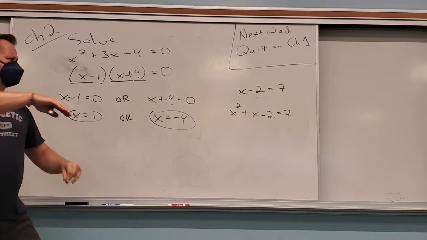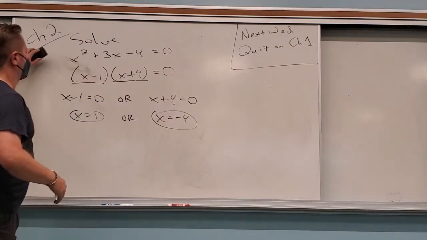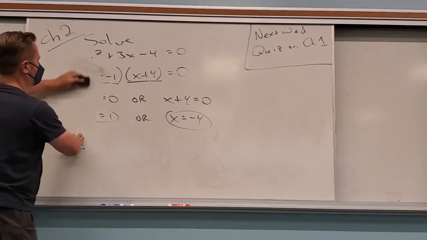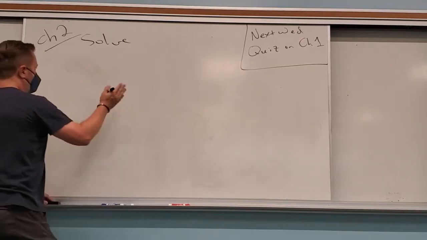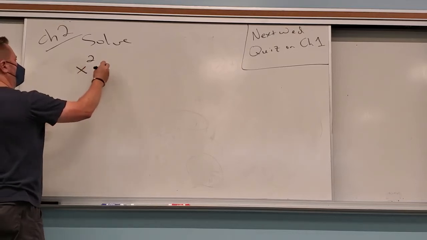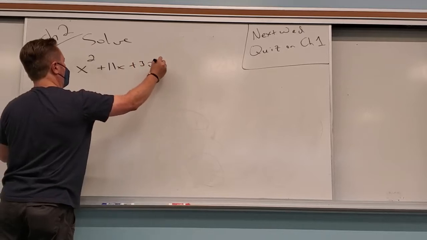All right, so let's try. That one's not going to work nicely. That's gross. Let me make one that's a little bit nicer. So we have to remember how to factor. If I have something like x squared plus 11x plus 30 equals 0.